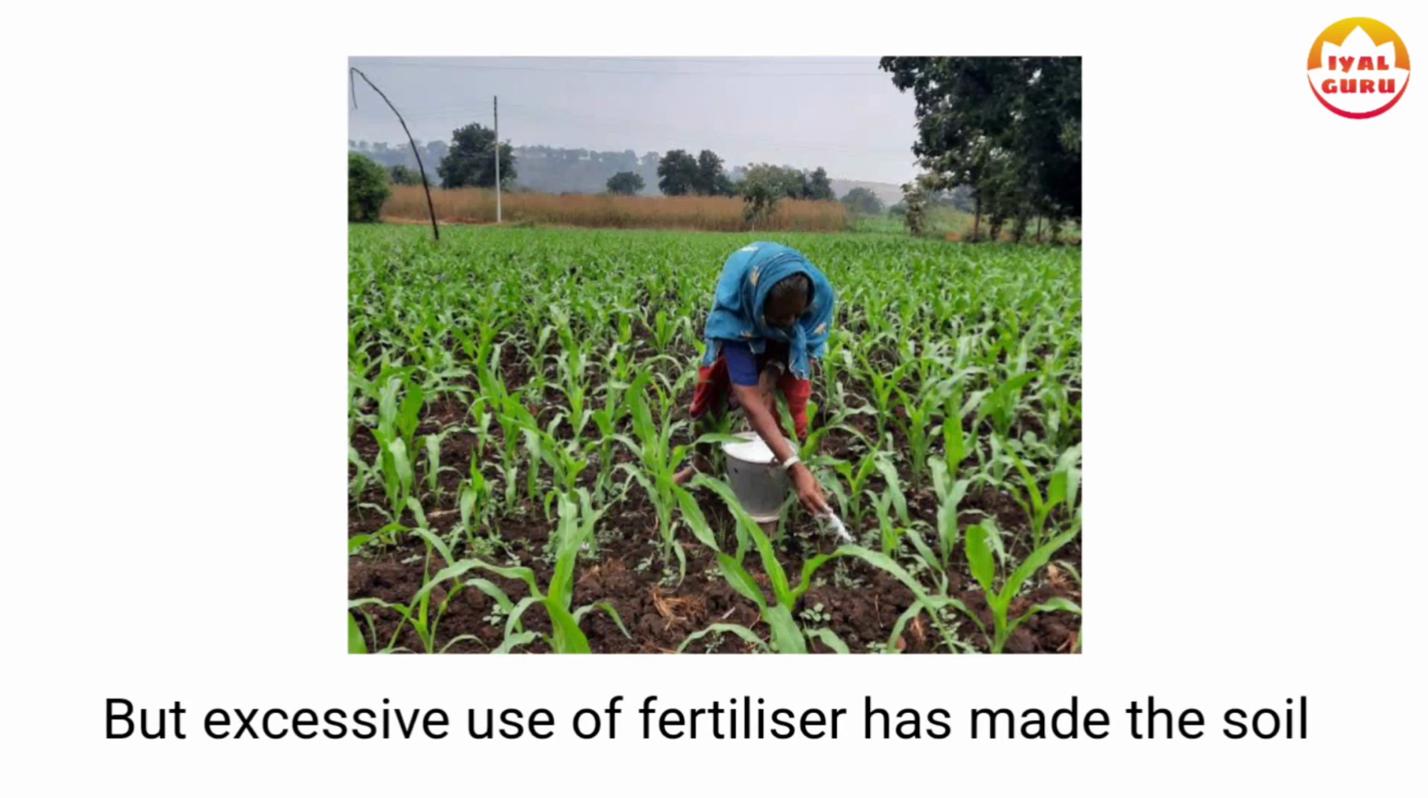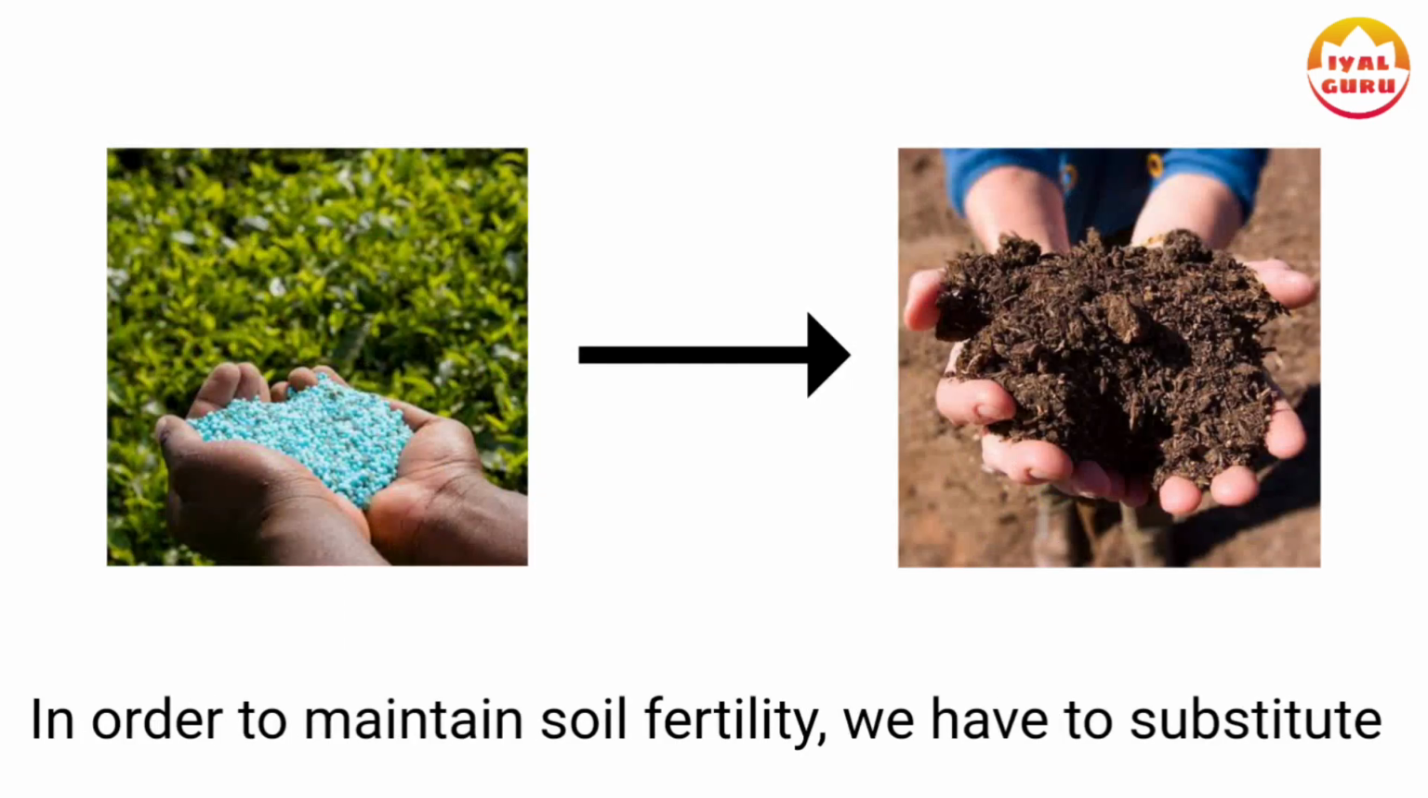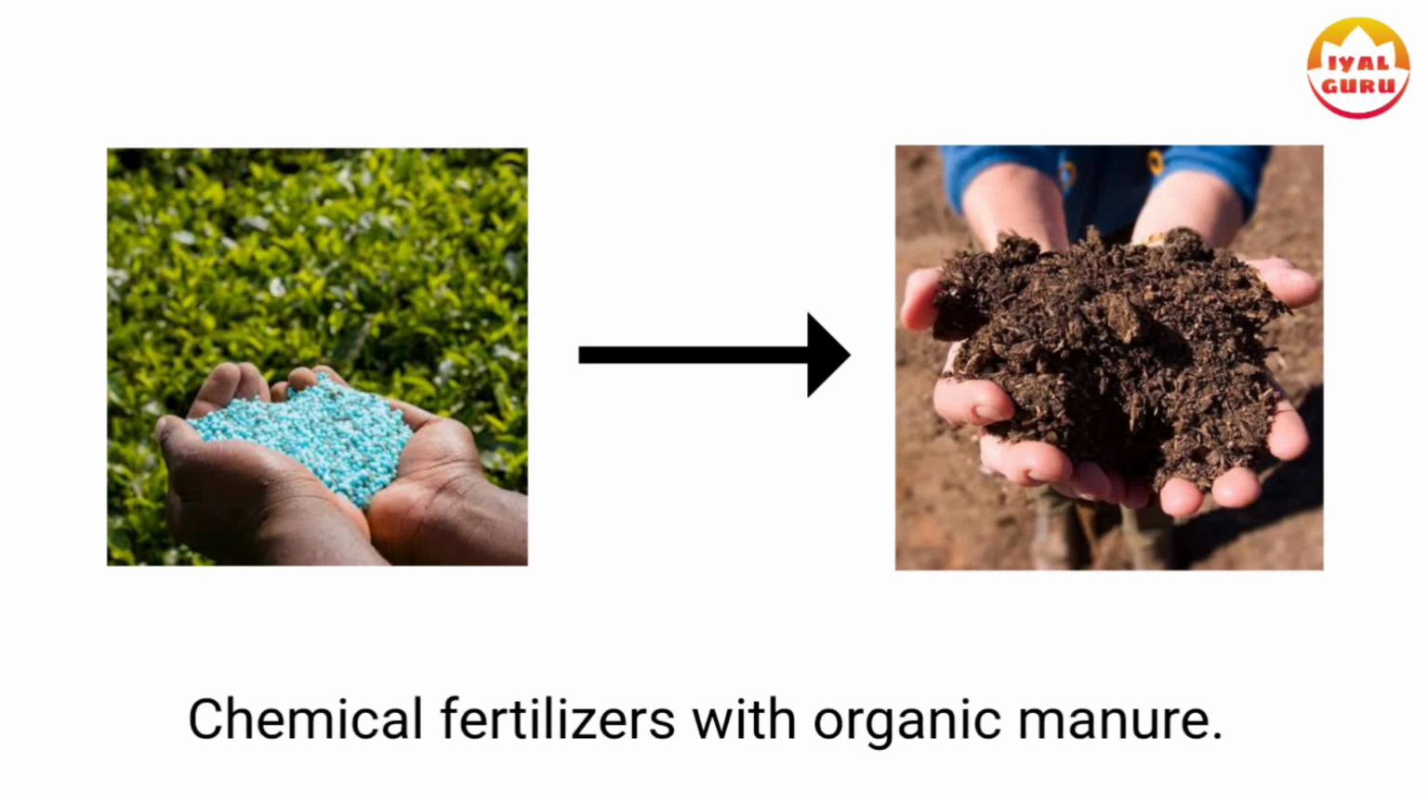But excessive use of fertilizer has made the soil less fertile. It has also become a source of water pollution. In order to maintain soil fertility, we have to substitute chemical fertilizer with organic manure.